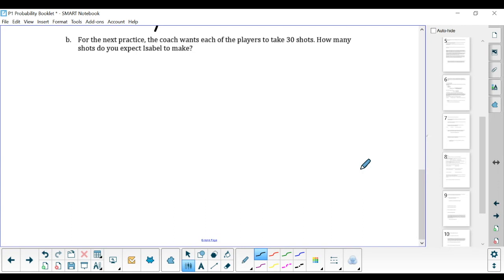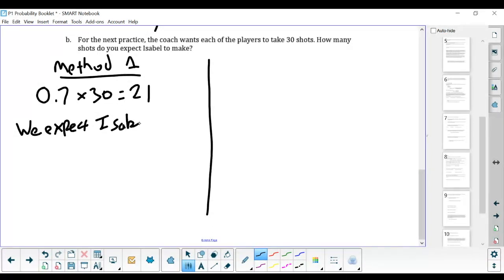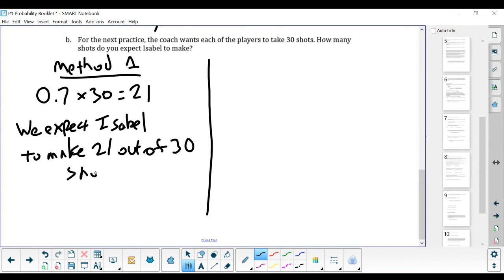We can do one of two solutions. So we can look at method 1. We're going to take 70%, and we're going to multiply that 70% by 30 shots. So in order to do so, we're going to convert that into a decimal, or take the decimal, and multiply that by 30 shots. So 0.7 times 30 gives us 21. So we can expect Isabel to make 21 out of 30 shots.